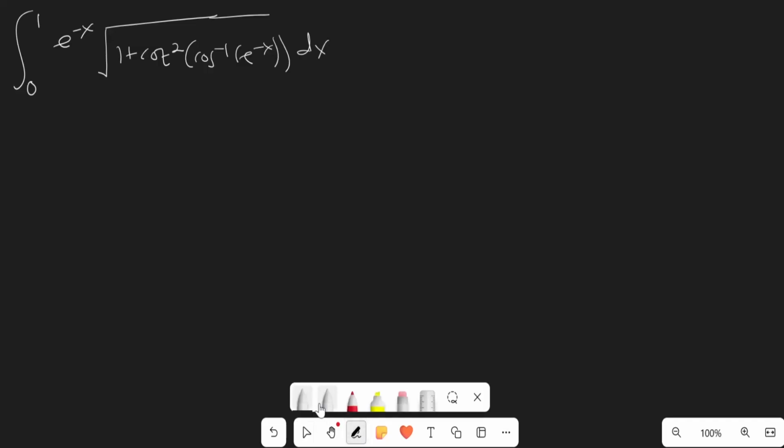So let's dive right into this integral. Let's use the U-sub. This one we can use the U-sub for. We can let u be equal to cosine inverse of e to the negative x.